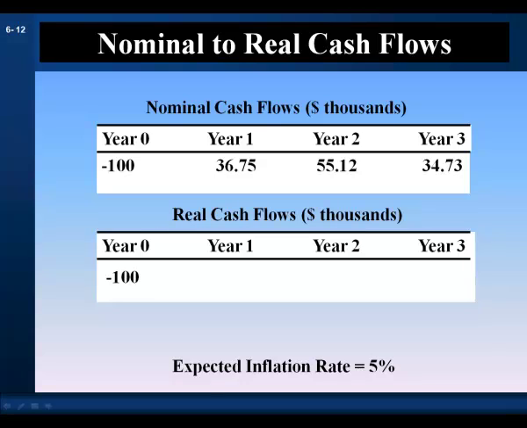Now let's convert a nominal cash flow stream into a real cash flow stream given the expected inflation rate of 5%. We have to adjust the nominal cash flow in year 1 for 1 year of 5% inflation relative to base year 0. So we discount the nominal value by dividing by 1.05.